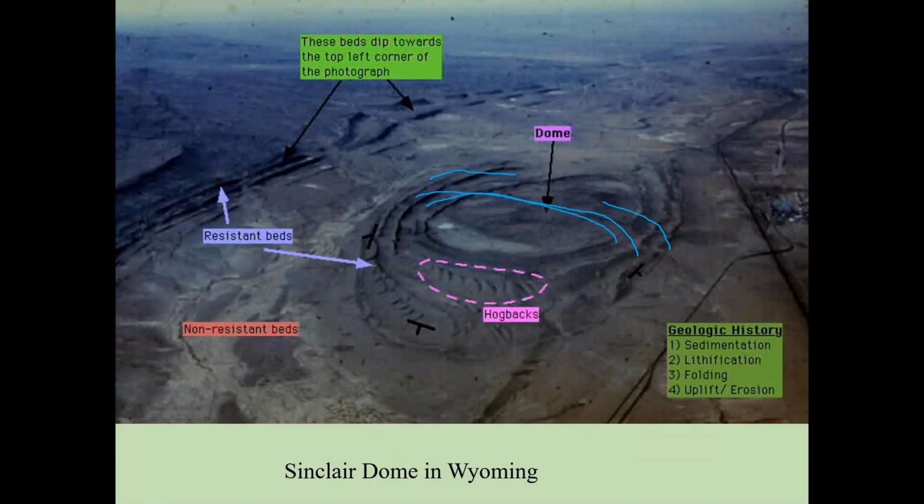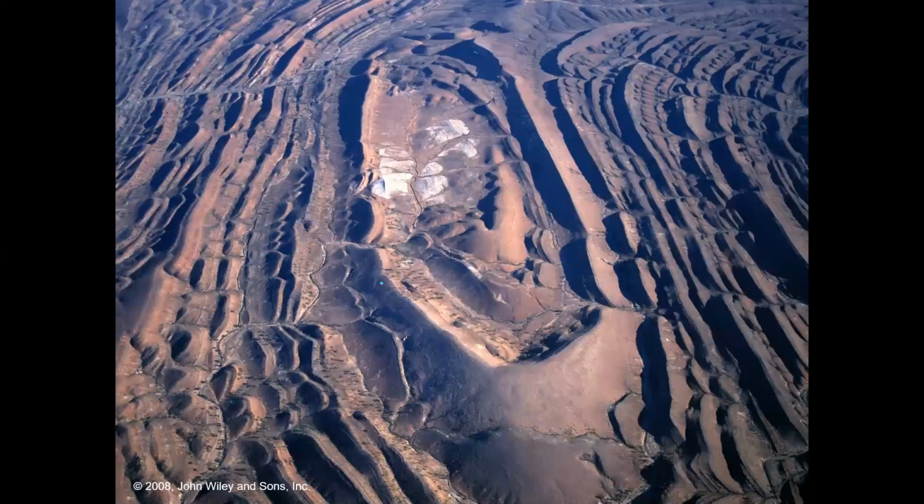Here are some more of those hogbacks. So the more resistant rocks will stick around. These lower areas are where the rocks weren't as resistant to erosion. And that is another dome.